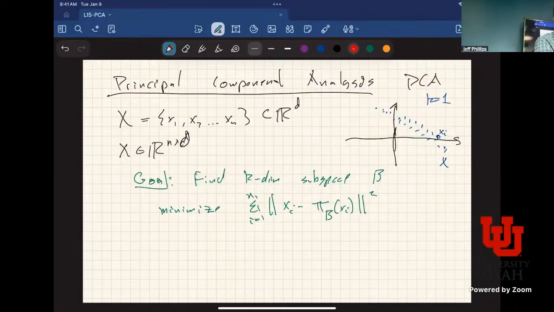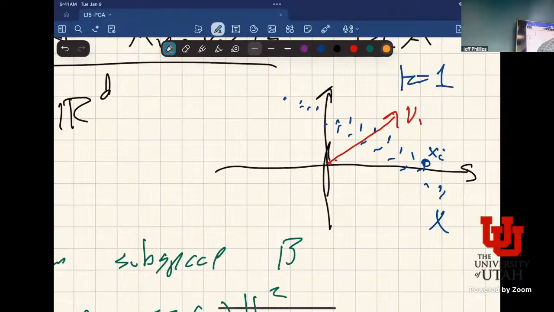Okay, I see the origin here, right? So I maybe would pick a direction V here. If I ran the SVD on X, this would probably be V1, right? And I could project onto here. This point projects onto here. And this is the direction which is minimizing the sum of the squares of these things.